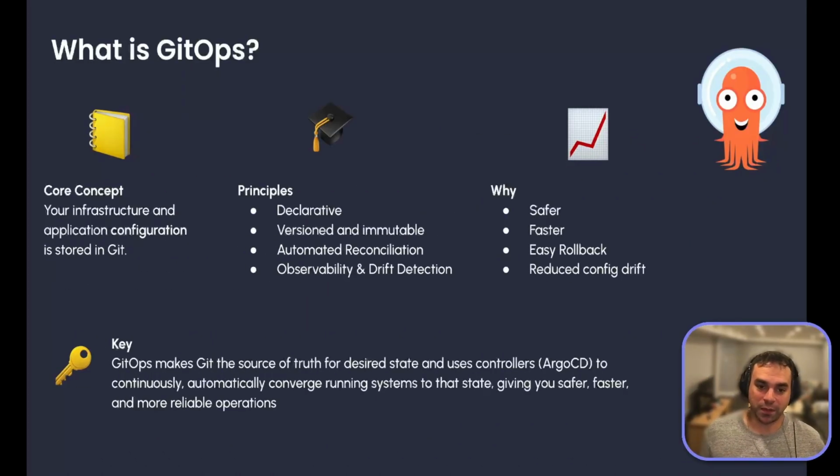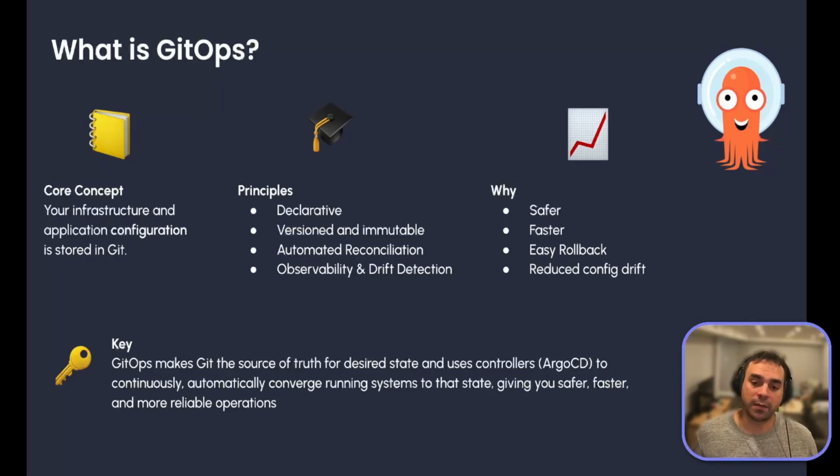So what is GitOps? Well, the core concept of GitOps is really that your infrastructure and application configuration are all stored in a GitOps repository. The principles of GitOps are really that it makes everything declarative. So your cluster state can be defined in a GitOps repository, and everything that's in that GitOps repository is reflected in your cluster. By doing this, we make our cluster and its cluster state versioned and immutable, meaning you can only change the cluster state by changing this GitOps repository.